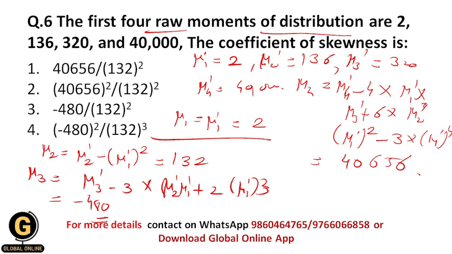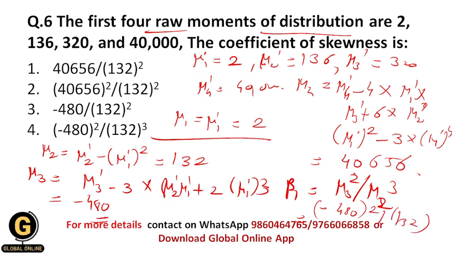40656. And according to the formula that I have told you earlier in this video, the coefficient of skewness, denoted by beta 1, is equal to mu3 squared upon mu2 cubed. That's why the correct value is (minus 480) squared upon 132 cubed, and so the correct answer for this question should be 4.